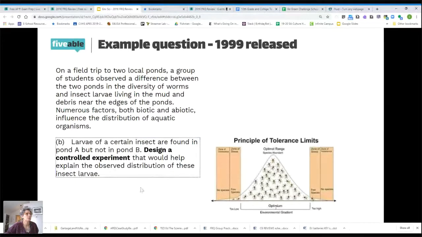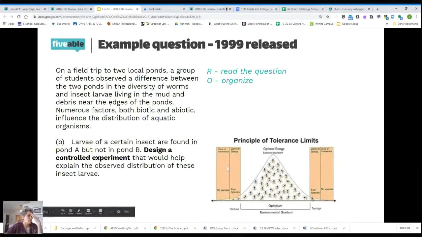So if we did our ROAR, if we read the question, maybe we see we've got to design a controlled experiment. We know it's going to be all those things that we need: a hypothesis, variables, control, procedure, data collection. We organize. I would look through this and immediately I see oh my God, biodiversity, insect larvae, aquatic ecosystems. What are some biotic and abiotic factors that affect them? And I organize that. I get my notes out. I start looking at those variables that are going to influence whether aquatic organisms are there.